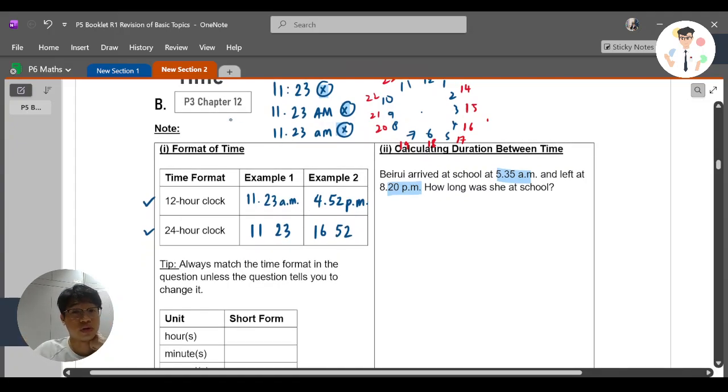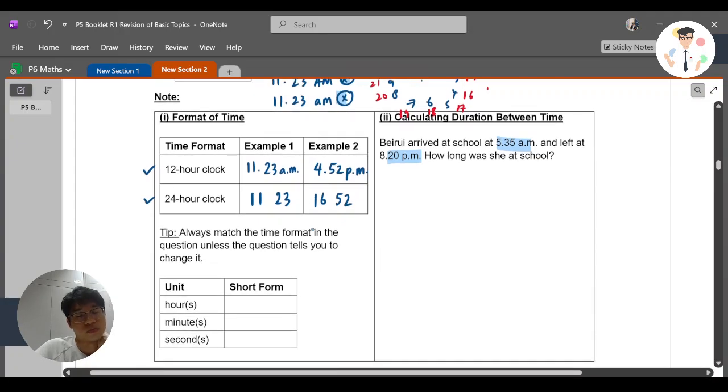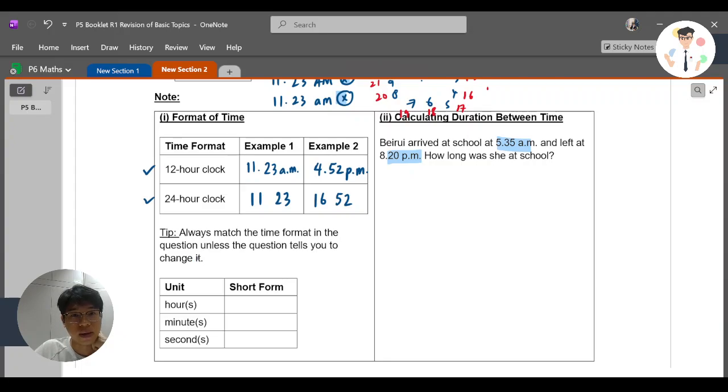I actually don't worry so much about how you write the unit, because in the new PSLE curriculum, the unit will be given to you. But you still need to be aware of the dot and how to write the 24-hour clock system. I always suggest you match the time format in the question, unless the question tells you to change it. But you don't need to worry too much, because the unit is given in the answer. So you just need to follow. Anyway, just to let you know.